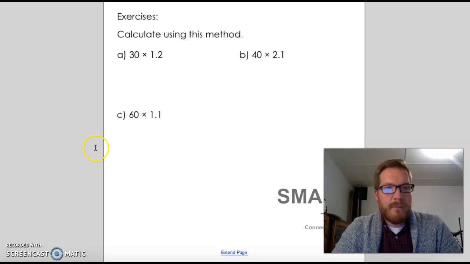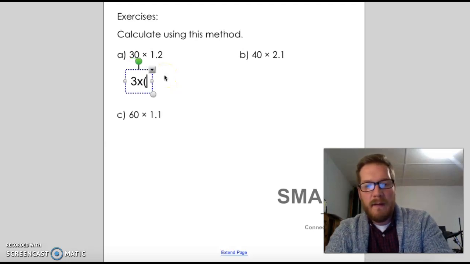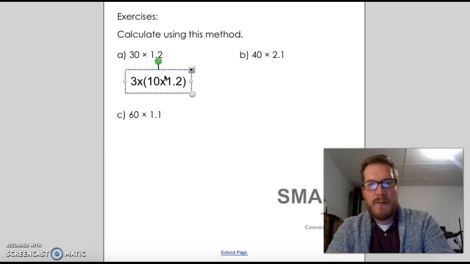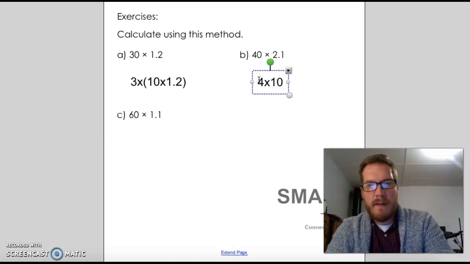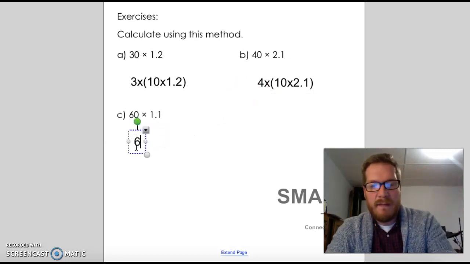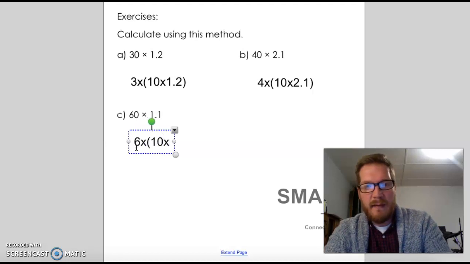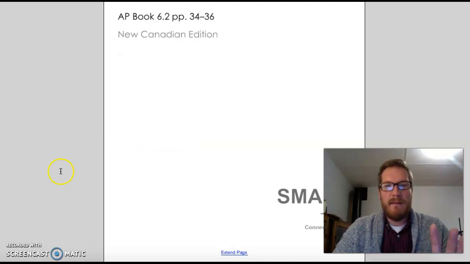And so I'm going to run out of time, but I'll just try to type these out quickly. So this could become 3 times 10 times 1.2. This one could become 4 times 10 times 2.1. So it's just a quicker way to sort of figure this stuff out. This could become 6 times 10 times 1.1. And then that's a quicker way to use the associative property, and then this is the practice in the workbook. Sorry that I ran out of time, guys.